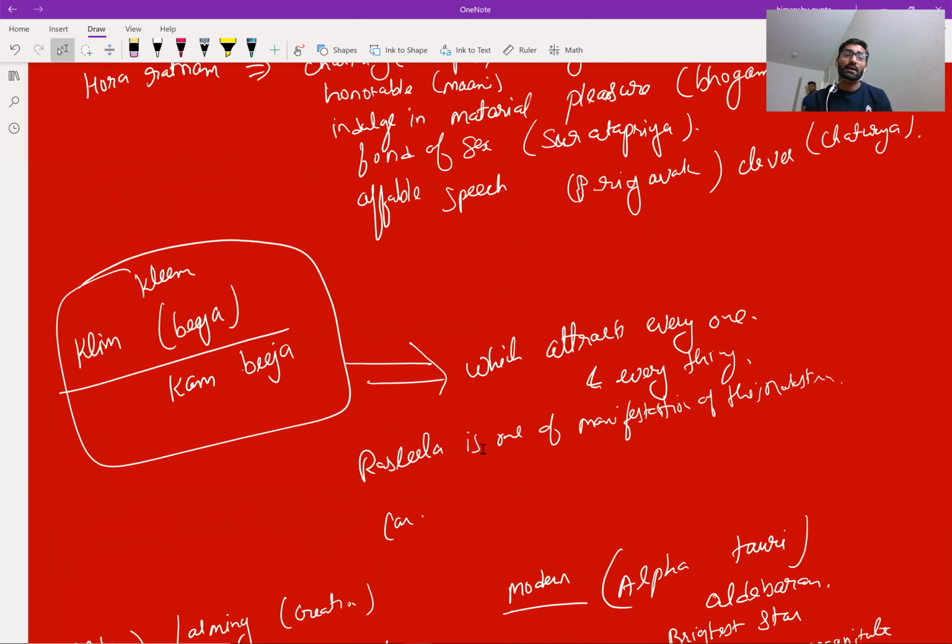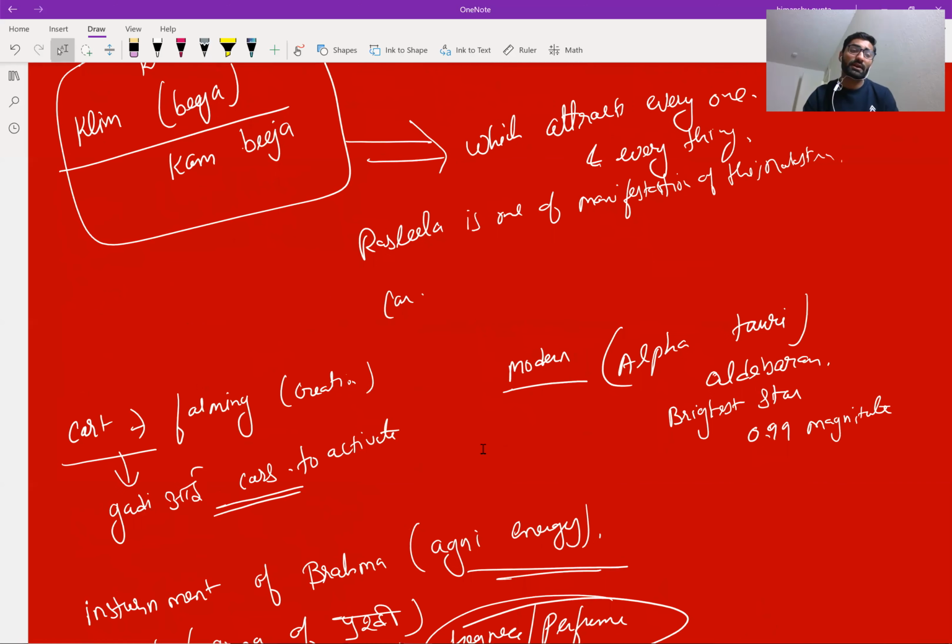Apart from that, there is one Bij mantra called Kleem, which is also called the Kama bija, which attracts everyone and everything. Ras Leela is one of the main manifestations of this Bij mantra, Kleem. So for one who is not able to find a groom or a bride or a particular partner in life, this is one of the best remedies.